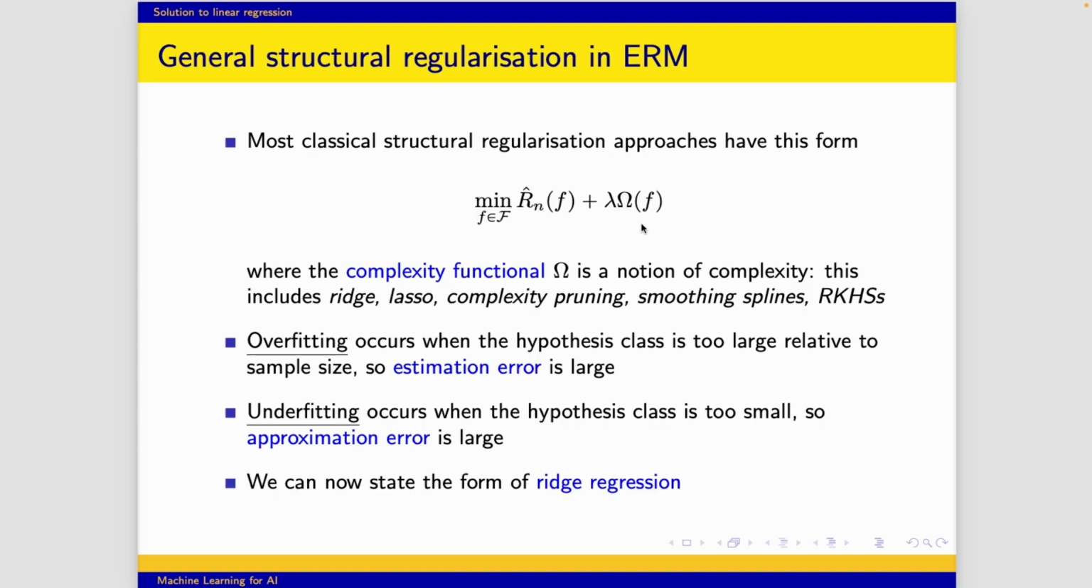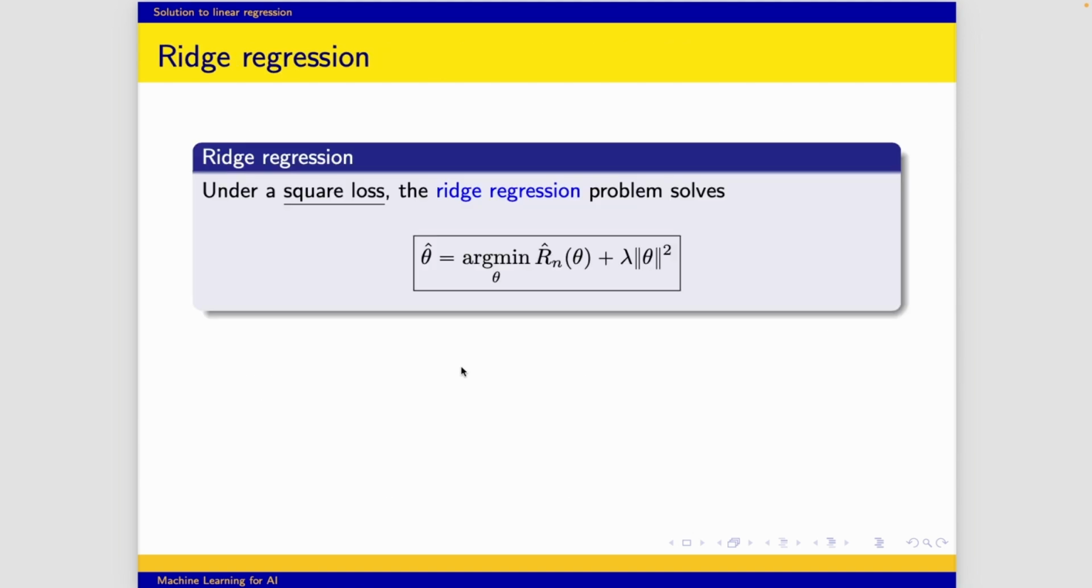So now we can finally state the form of ridge regression, which is the following. Assume a square loss, and rather than solving the empirical risk minimization problem, which is to minimize this over all theta, we instead minimize this plus lambda times the norm of theta squared. Now, this penalty term here is going to drive the size of theta or norm of theta towards zero. It's going to restrict the size of theta.